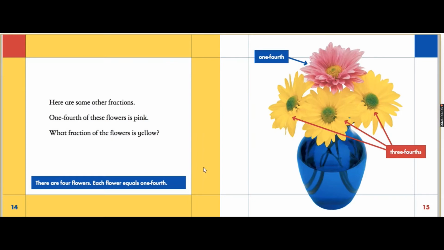Here are some other fractions. So we have 1, 2, 3, 4 flowers. 1/4 of these flowers is pink. What fraction of the flowers is yellow? So this is just kind of extra. I don't expect you guys to know this in kindergarten, but it's in here, so I'm going to just read it anyway. There are 4 flowers, okay? 1/4 is pink. We have 1, 2, 3/4 of the flowers are yellow.